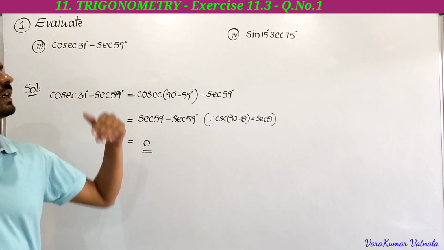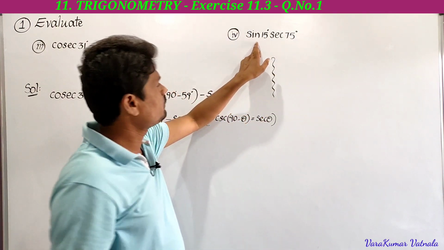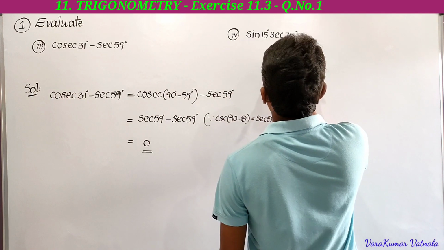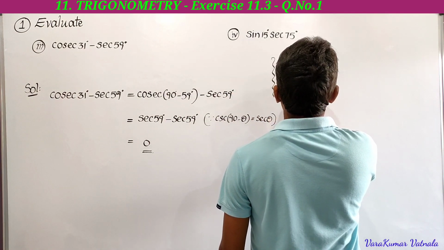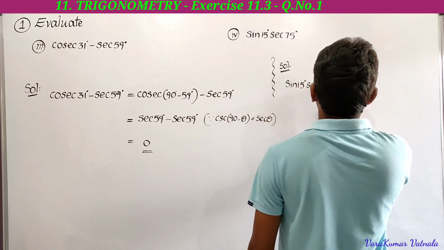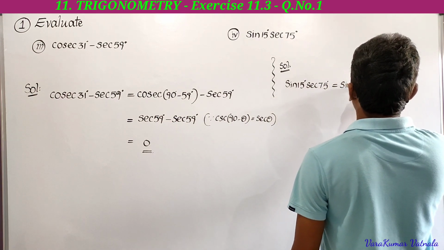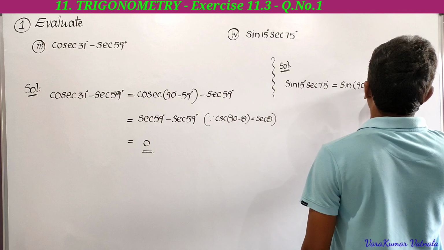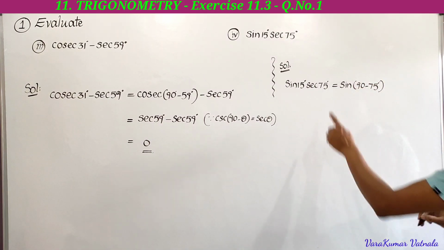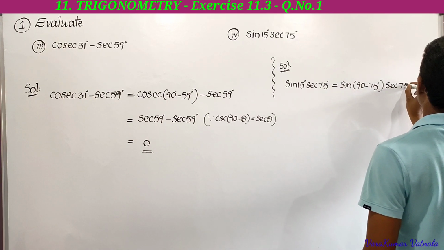So this is the third bit. Next we have to solve the fourth bit. So this is the fourth bit: sin 15 degrees into secant 75 degrees. See here, I am writing sin 15 degrees into secant 75 degrees. Sin 15, I am writing as sin of 90 minus 75. So 15 degrees I have written as 90 minus 75, and write secant 75 as usual, secant 75.